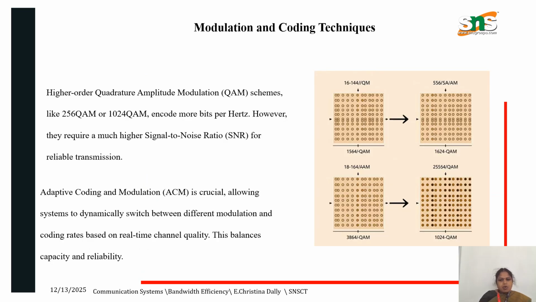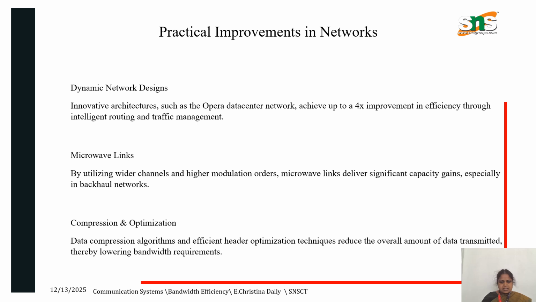The next one, the modulation and coding schemes. Here we are using different modulation schemes, based on the real-time channel quality. We may use 256 or 1024, whatever it may be, but we require a higher signal to noise ratio for reliable transmission. So this balances the capacity as well as the reliability.